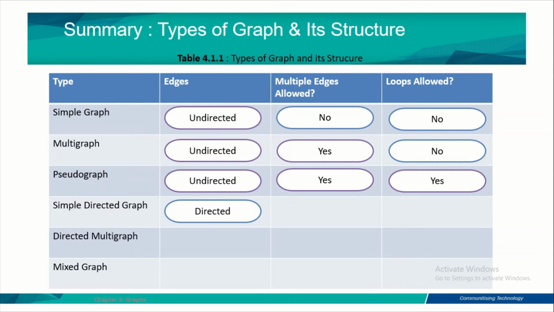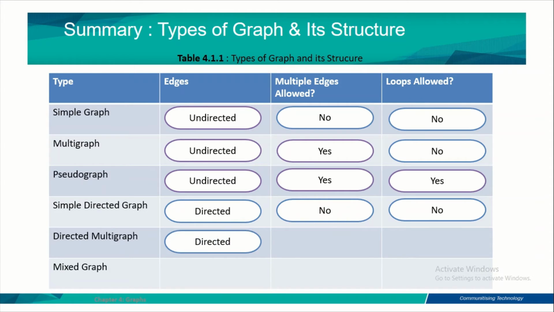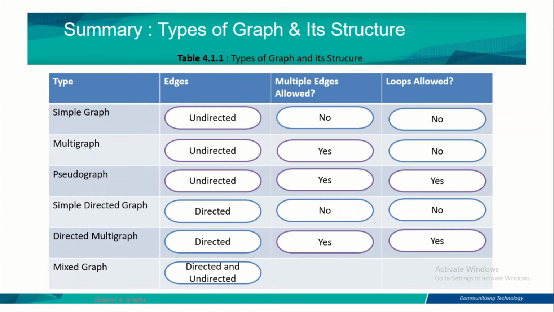For the simple directed graph, of course, it has directed edges, no multiple edges, and no loops also. For the directed multigraph, we have directed edges, and since it's a directed multigraph, yes, multiple edges are allowed. And since it's directed, then we can have loops. For the mixed graph, directed and undirected, multiple edges are allowed, yes, and loops are allowed.